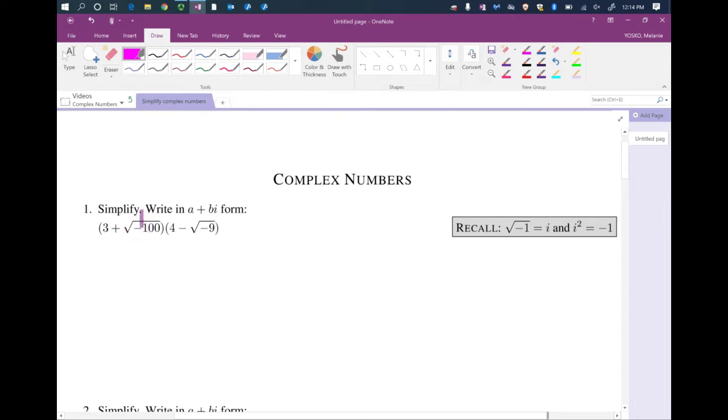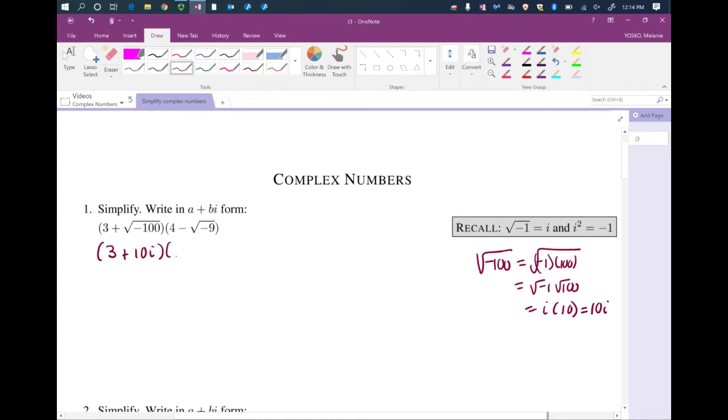So we're going to use this property right here. The square root of -1 is equal to i. So the square root of -100 is the same thing as -1 times 100, all under that root. So you have the square root of -1 and the square root of 100, which is i times 10, you get 10i. We're going to do it quickly, but that is the process. So we have 3 plus 10i. And let's clean up the second one. We get 4 minus, well, the square root of 9 is 3. And we have a negative under there, so 4 minus 3i.